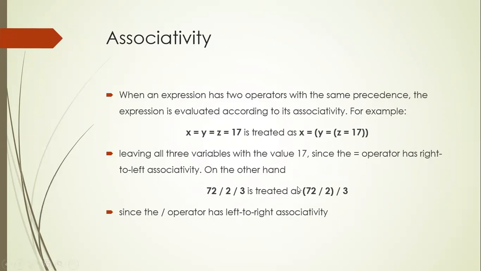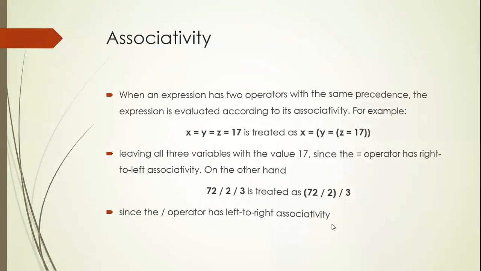You can see here, this expression consists of divisions. All have the same precedence, so it will be treated as 72 by 2 first, and after that we calculate divided by 3. Since the divide operator has left to right associativity, the evaluation goes from left to right. You can clearly observe that the assignment operator has right to left associativity, which is why we started from right to left.